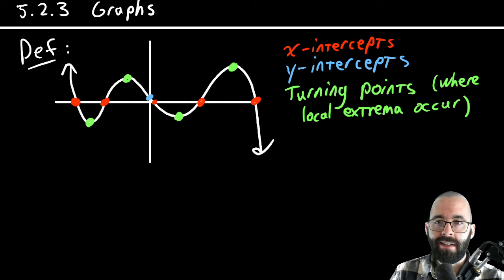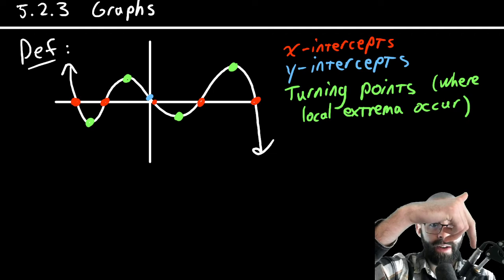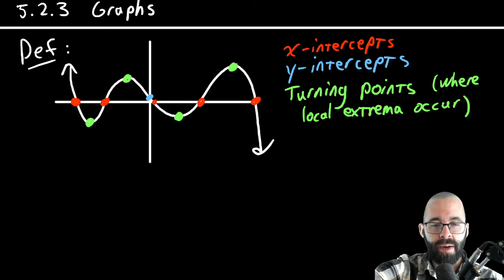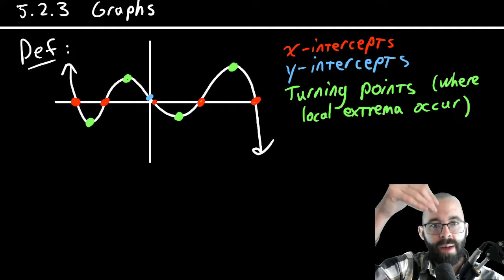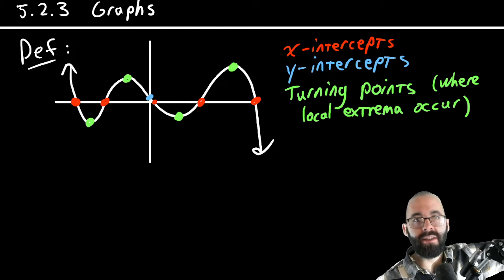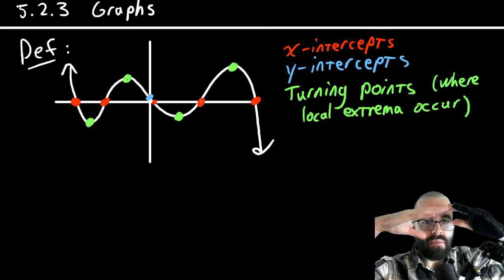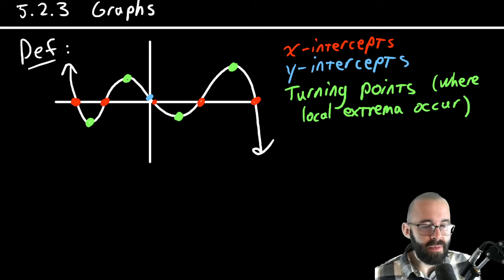You think about it like hiking too, right? If you're going up and up and up, and then you start going down, well, that was a local maximum. You were at a little top of something. Now, maybe it wasn't the highest point on the mountain. Maybe it's not a global maximum, but it's the highest point in that little vicinity, okay?